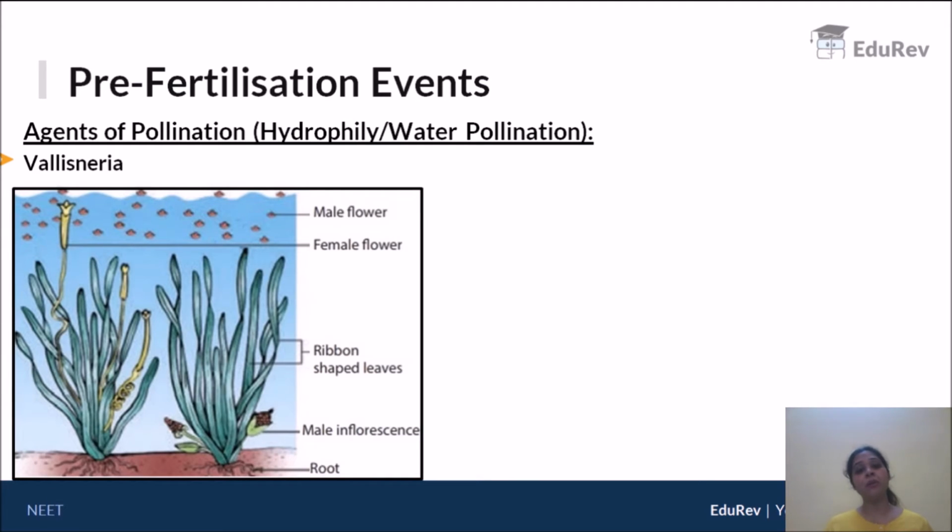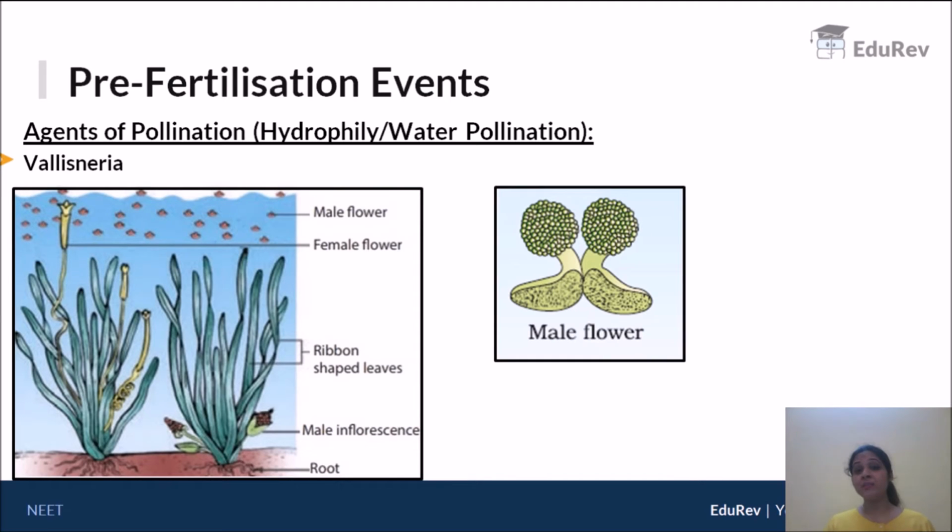Now let's study a little bit about hydrophily in case of Vallisneria. In this particular case, let's look at the position of the male inflorescence, the male flower. The male flower seems to be submerged in water. But as the male flower develops, it breaks off from its original plant and starts moving upward until it reaches the surface of water. You'll find that the male flowers reach the surface of water. If you look at the structure of the male flower, you will find that it has two anthers, one on each side. So you need to remember what the male inflorescence is like and the position of the male flower after it has become mature.